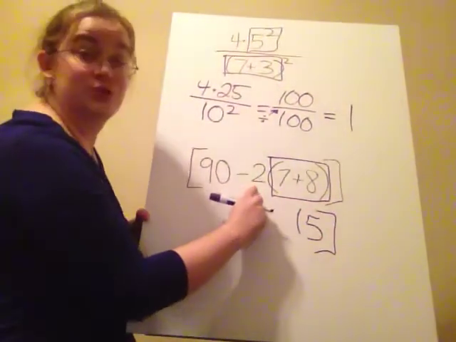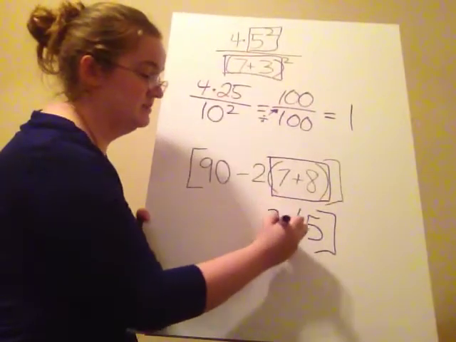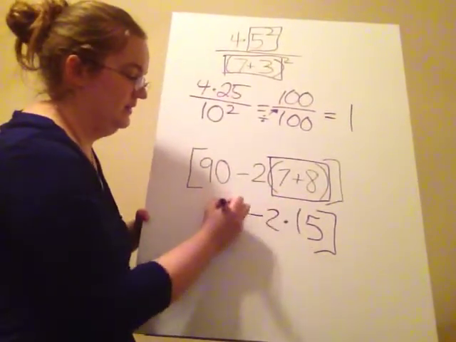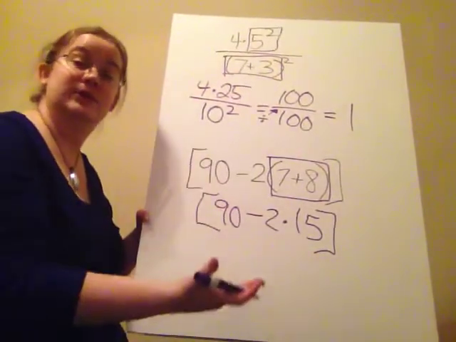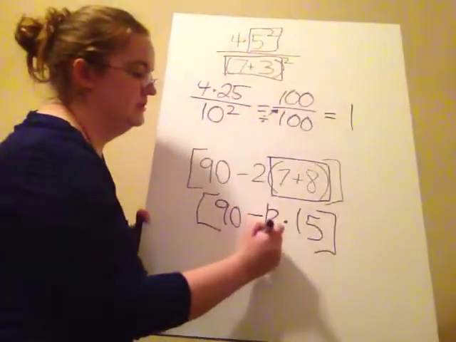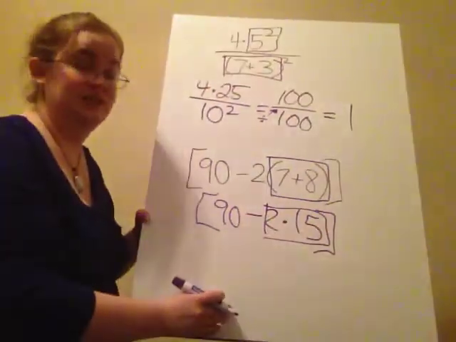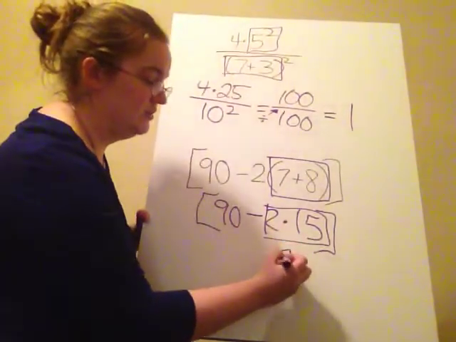Okay. Remember, the 2 right outside the parentheses means to multiply, so that's 2 times. Okay, I haven't used my 90. Next step, I'm going to deal with multiplication or division from left to right because I don't have any exponents. So that becomes 2 times 15. I have to do the multiplication before subtraction, so 2 times 15 gives me 30.